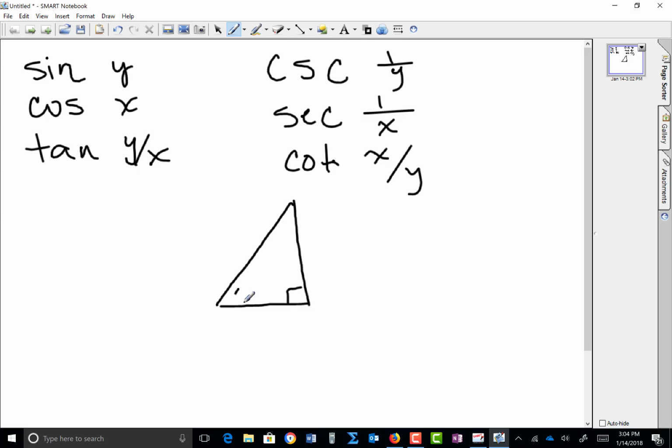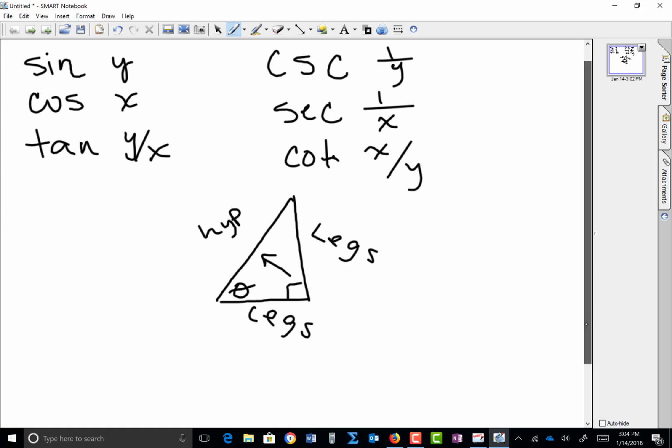And we're going to call this angle theta. So when I look at that angle, I have different pieces of this triangle. Since it's a right triangle, I have a hypotenuse, and the hypotenuse is the side across from the right angle. It's the largest side of a right triangle. And then we have the two legs. And you are used to seeing these in previous classes.